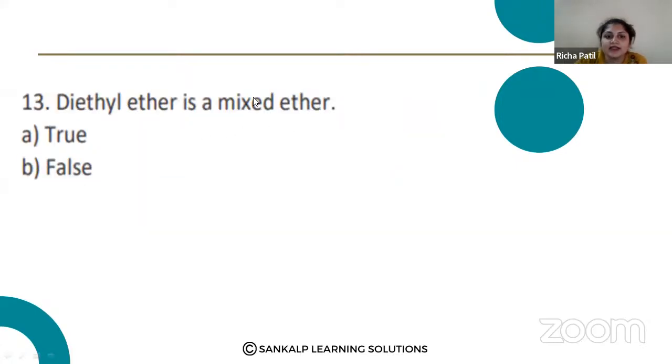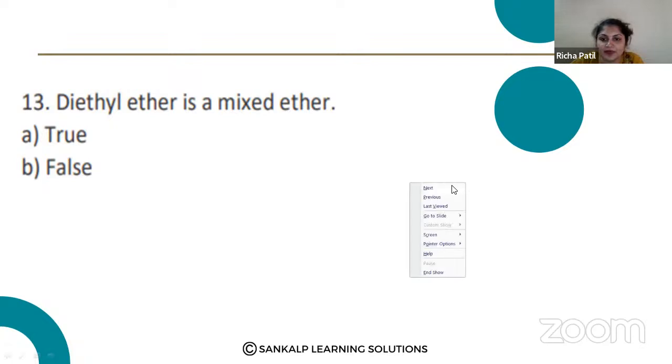Diethyl ether is a mixed ether. I'll write the structure: C2H5 O C2H5. Yes, many have answered it as false. It is not a mixed ether. So it is a simple ether, or a symmetrical ether.